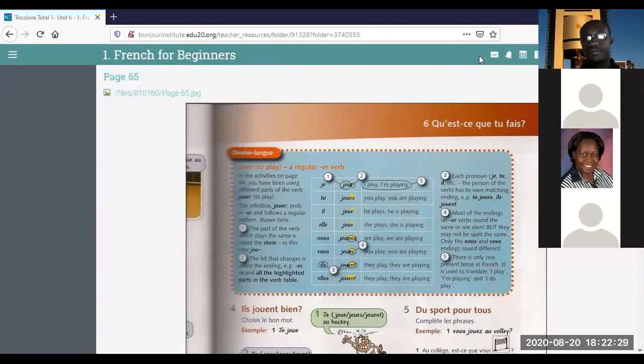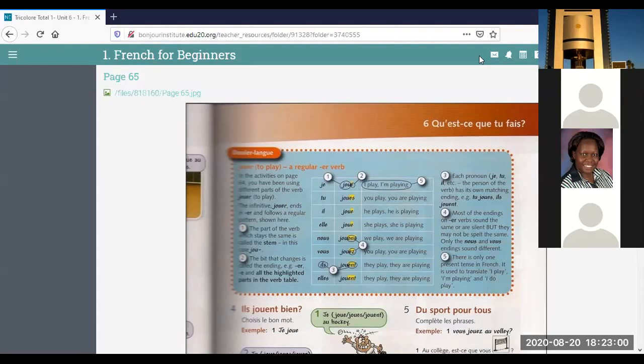Now, let us look at dossier long. In the activities on page 64, you have been using different parts of the verb jouer, which means to play. The infinitive jouer ends with -er and follows a regular pattern shown here. So let us just look at the conjugated part of the verb.